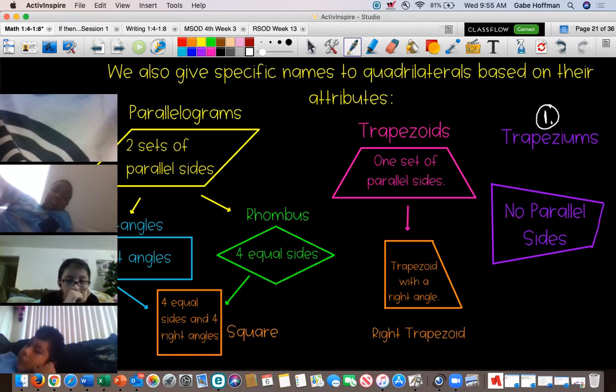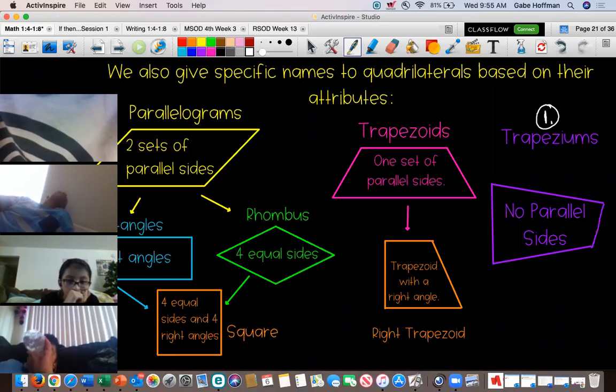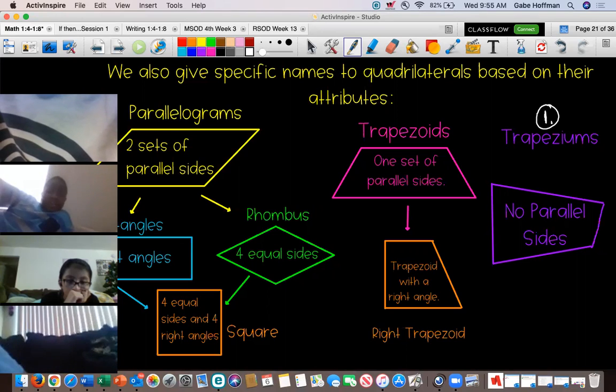They could have equal sides, but probably not. There's no right angles and necessarily there are no parallel sides. It's just a four-sided quadrilateral. Next, the number 2 is over here.